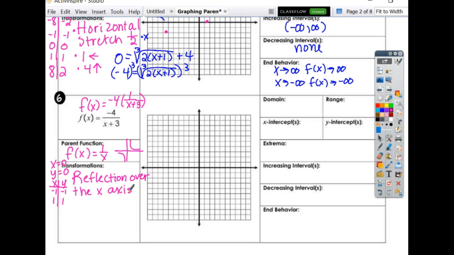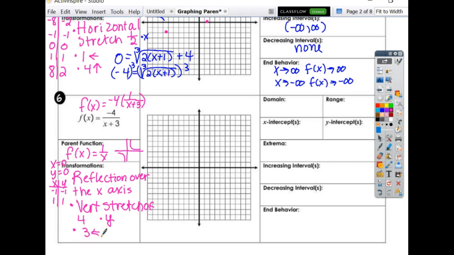So what does the 4 do? Horizontal or vertical? Vertical stretch of 4. So which variable do I multiply? Times x or times y? For vertical? Y. So I'm going to multiply this times y. And then the last is the +3. So which way does that move? Okay.